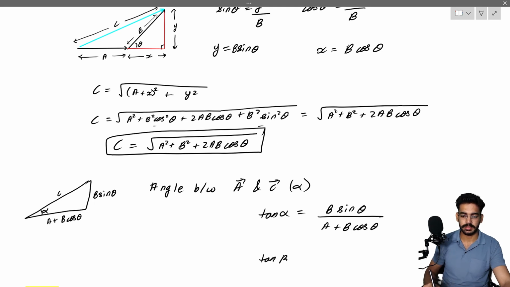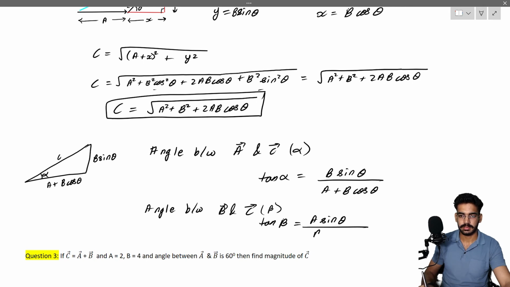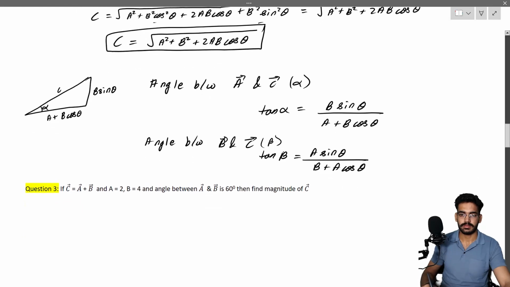So tan beta, what will it be? Angle between b vector and c vector. C vector is the resultant vector, and b vector is the second vector, that is beta. So how do you write tan beta? Tan beta is, what is the perpendicular here? So here you can write a sin theta divided by b plus a cos theta. That's how, just interchange. In the same triangle, so 90 minus theta you can say.